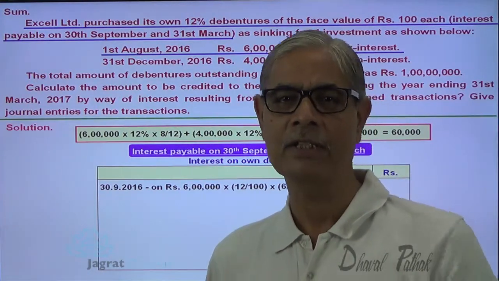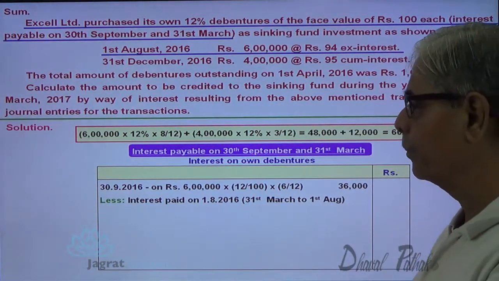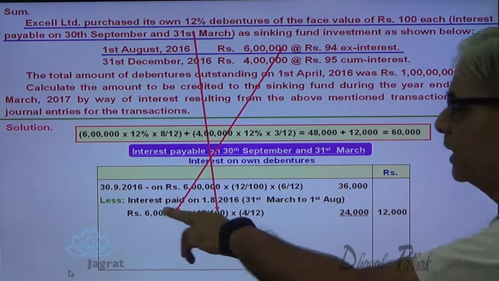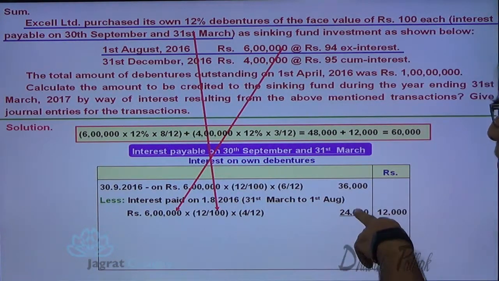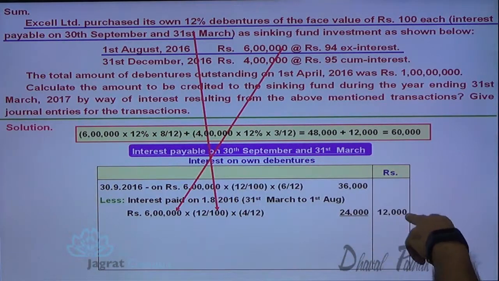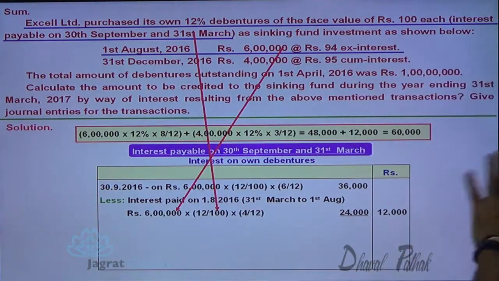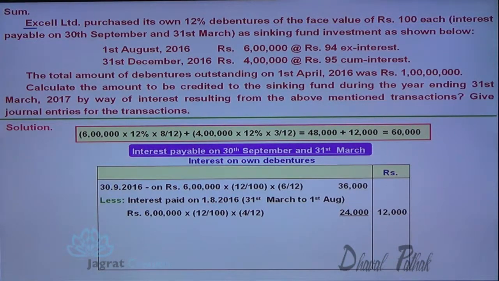So that much interest is already paid. So interest paid from 31st of March to 1st of August will be deducted from total interest of 36,000. So 6 lakhs into 12% into 4 months, 31st of March to 1st of August. So April, May, June, July, 4 months, and 4 months interest is 24,000. So interest on own debenture to be credited to sinking fund account as on 30th September 2016 will be 12,000. Now same way, I want to find out the interest to be credited to sinking fund account on 31st of March.